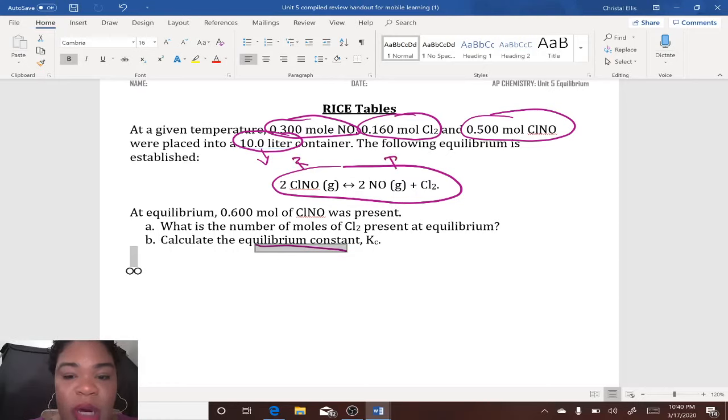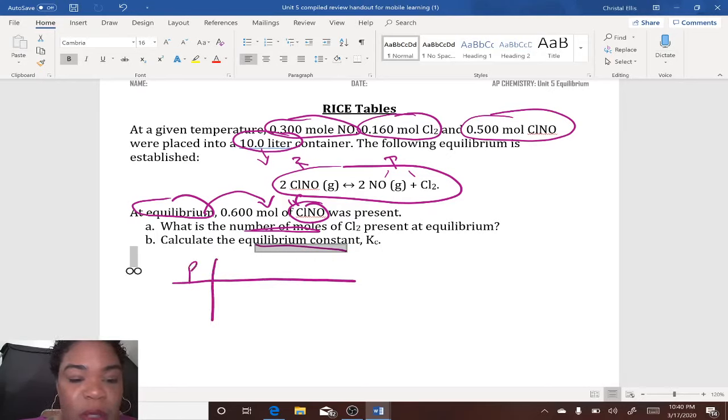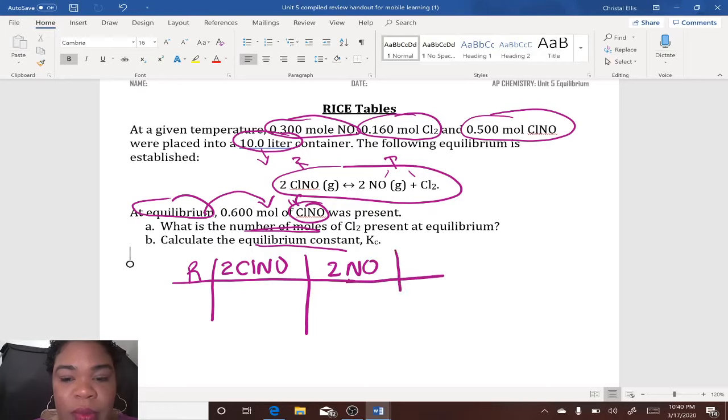The following equilibrium is established. Reactants, products. At equilibrium, this is key: 0.6 moles of our reactant was present. What is the number of moles of Cl2 present at equilibrium? What we want to do is create an ICE table. So our reaction equation is 2ClNO and 2NO and Cl2.